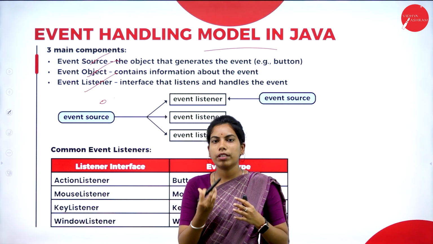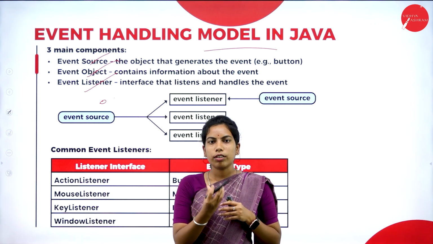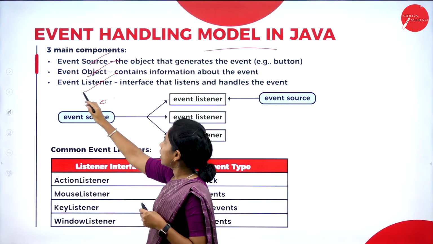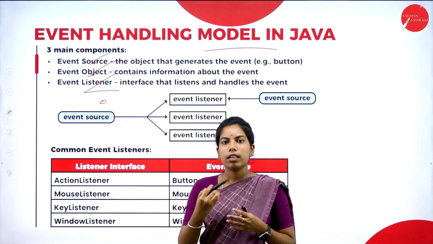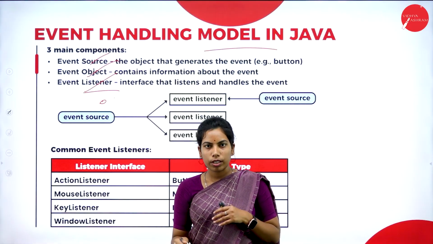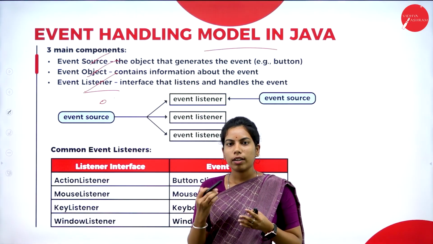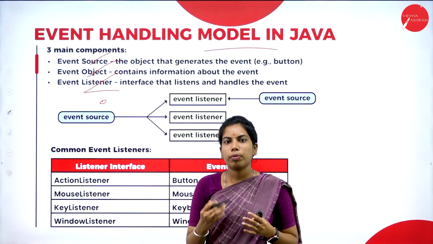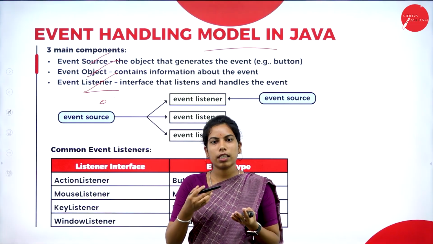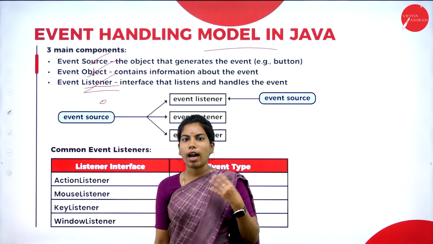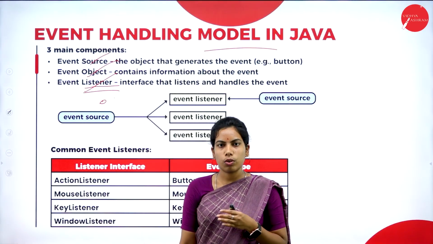So the event object is nothing but the information about the event trigger. After the event is triggered, the event information is stored inside the event object. And the event listener is what responds after the event information is stored within the object and the event is triggered by the event source. For example, when you ask a question, the lecturer has to answer, right? Like that, the event listener has to handle the event triggered by the event source.